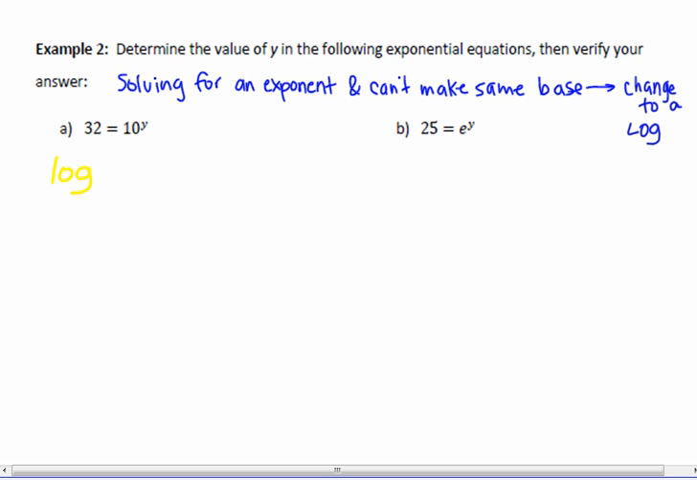Okay, what's my base? 10. Do I have to write 10? No, you don't have to write it. When the base is 10, you're using a log. You don't have to write base 10. Okay, so log base 10, of what number? 32 equals y.